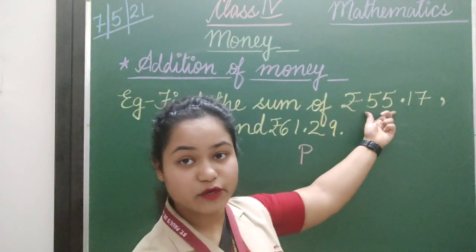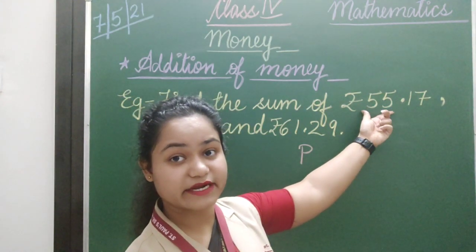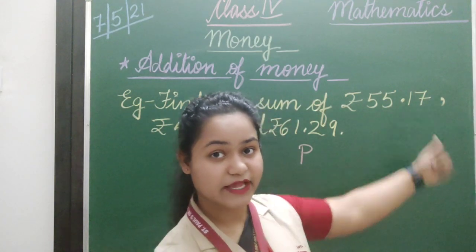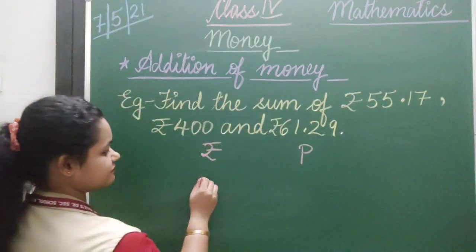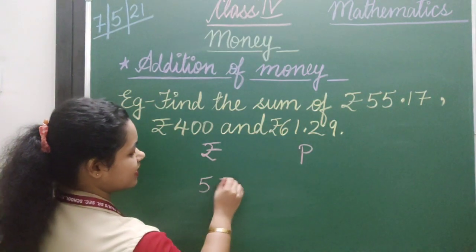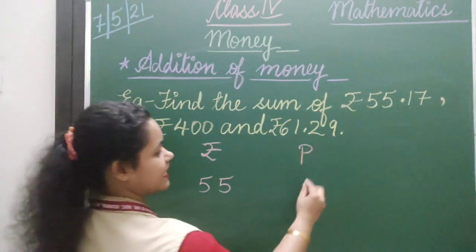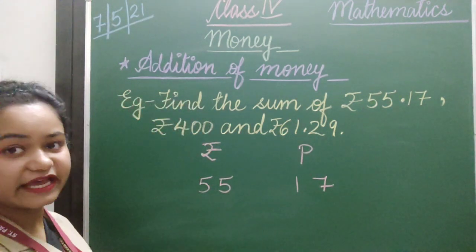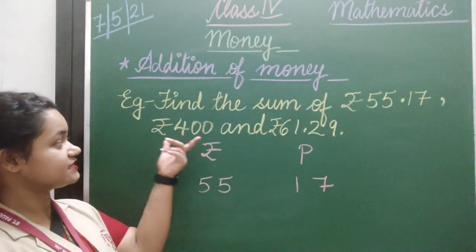This part is what, beta? This will come under rupees and this will come under paisa. Isn't it? Yes. So, 55 I have written under rupees and 17 under paisa. Yes? Alright. See the next number.